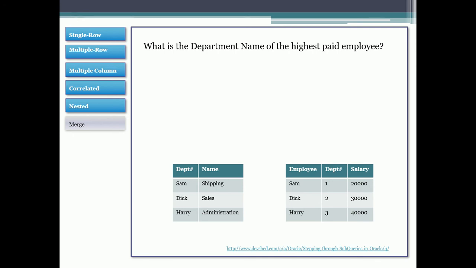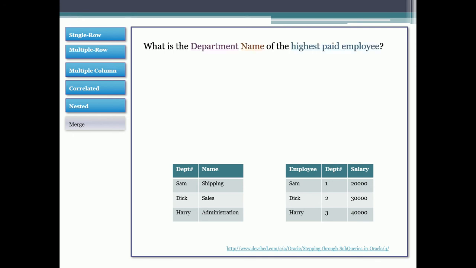Here's another example. This is a nested subquery. So you can nest your subqueries. It can get kind of complicated, but let's follow along here. We're trying to find out what the department name is of the highest paid employee. So which department has the highest paid employee? We have our employee table on the right side, which has their salary, and then we have our departments on the left, which show the department number and the name of the department. Although I think I've got something wrong here. Where it says Sam, Dick, and Harry on the left should be department number 1, 2, and 3. I pasted that in wrong, but you get the idea.